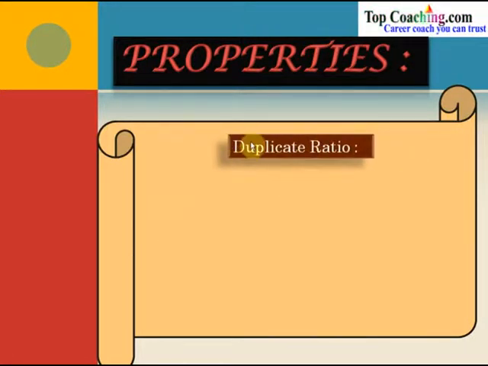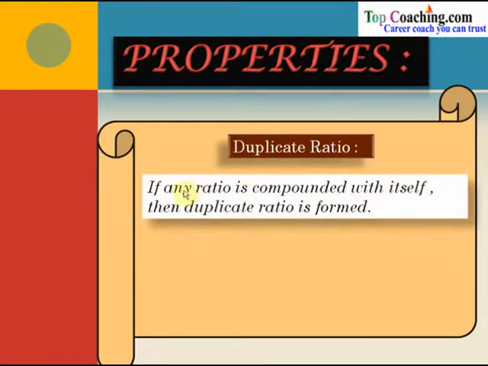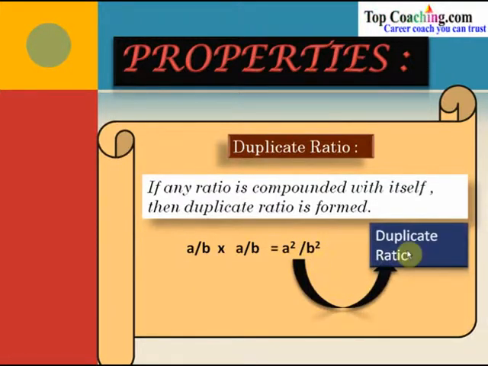Now let's see what is duplicate ratio. If any ratio is compounded with itself, then duplicate ratio is formed. So the ratio obtained when we multiply any ratio by itself is known as duplicate ratio. So a by b into a by b is equal to a square by b square. We multiply the numerator and the denominator, so it becomes a square by b square, and so this is the duplicate ratio.